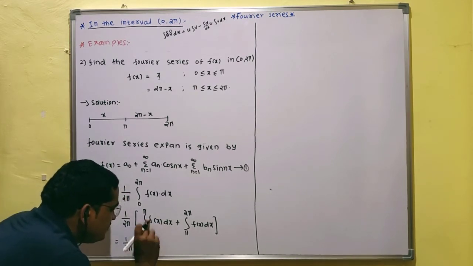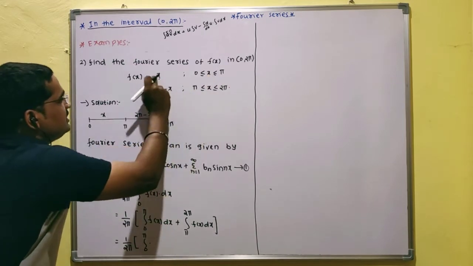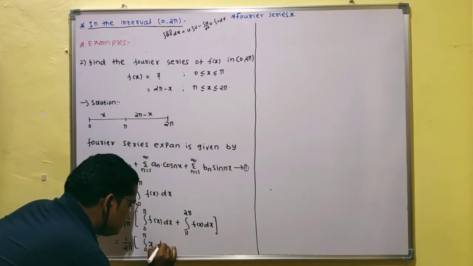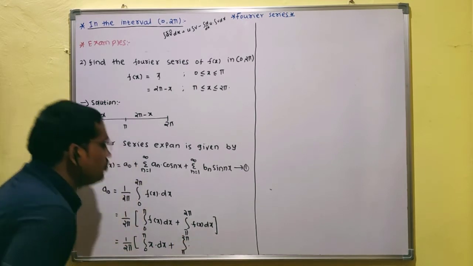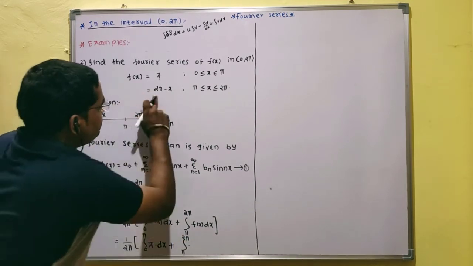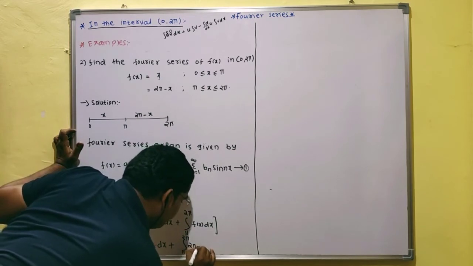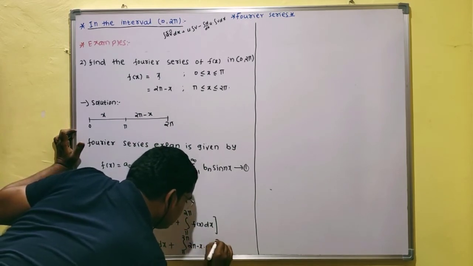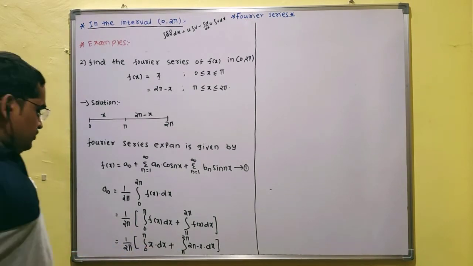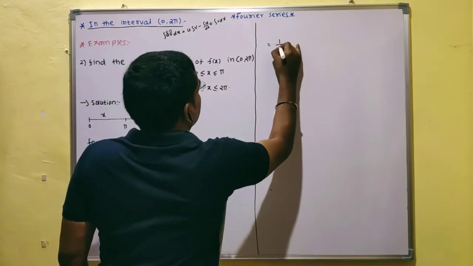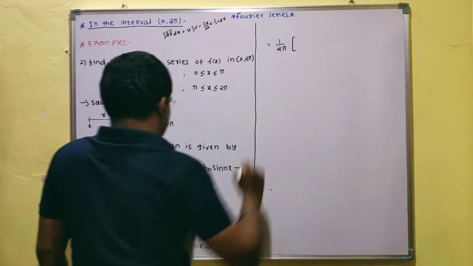What is the function for this range? For this range, x into dx plus integration pi to 2 pi. Now what is the function for this range? This 2 pi minus x into dx, okay, it is very simple. Now find the integration of this term, which is equal to this 1 upon 2 pi as it is for this bracket.